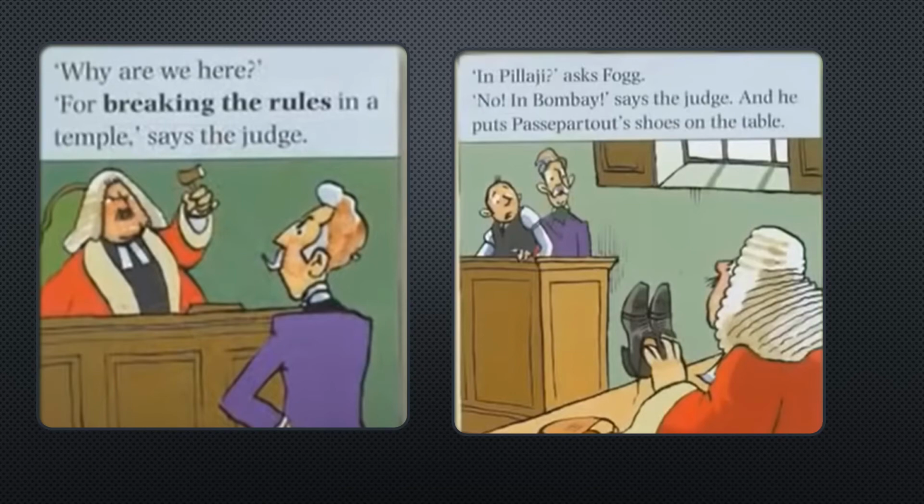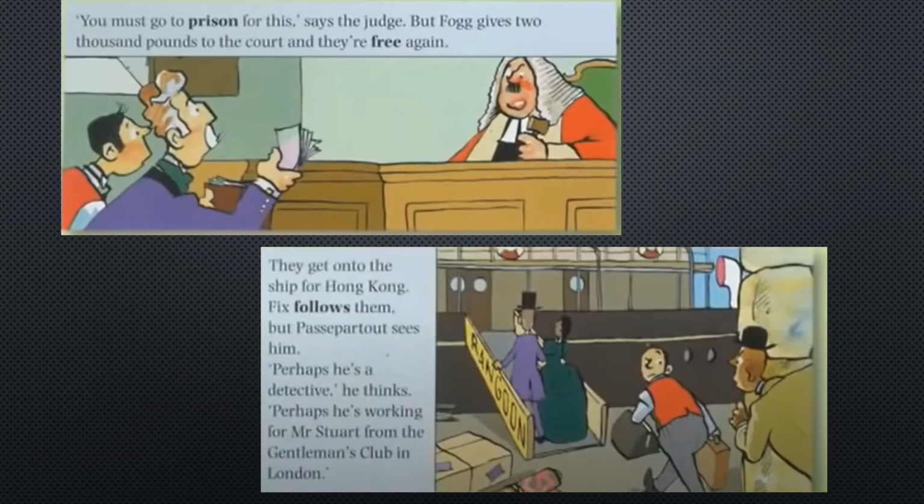And he puts Passepartout's shoes on the table. The judge is very angry and says, "You must go to prison for this." But Fogg gives £2,000 to the court and they are free again. They get onto the ship. They get onto the ship for Hong Kong, and Detective Fix follows them.